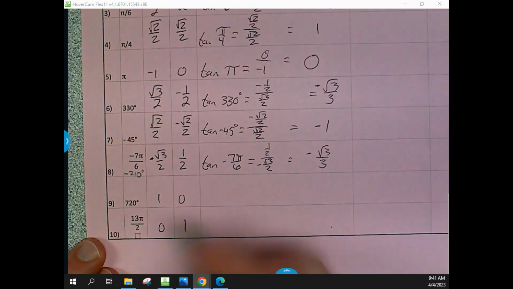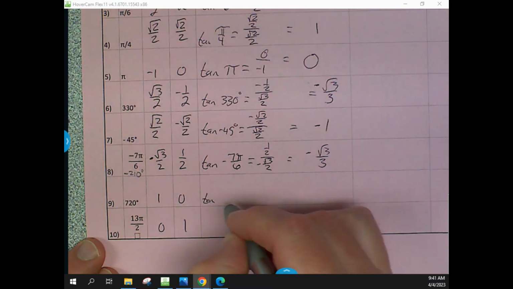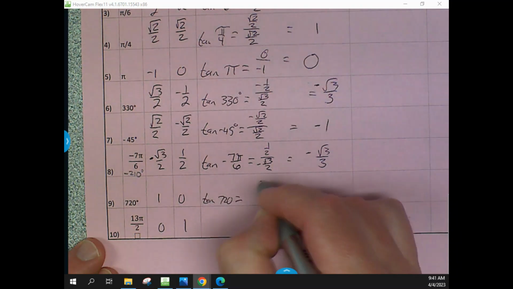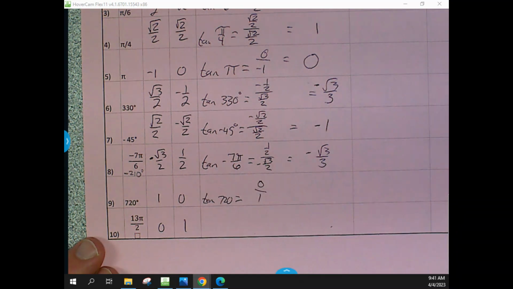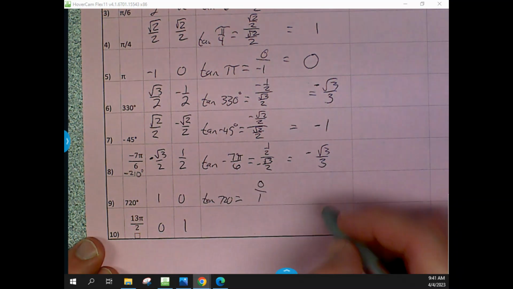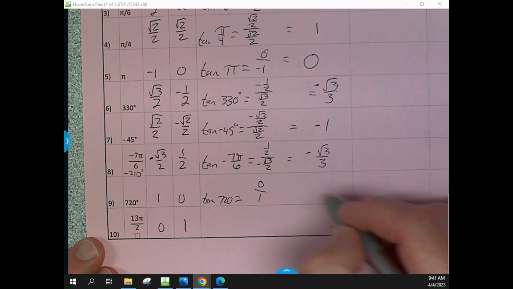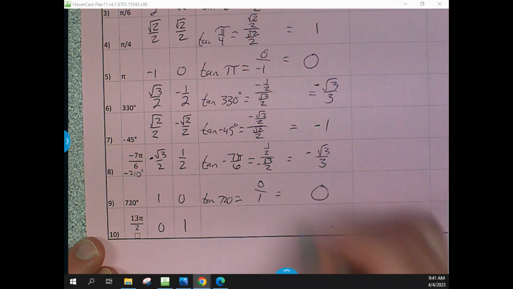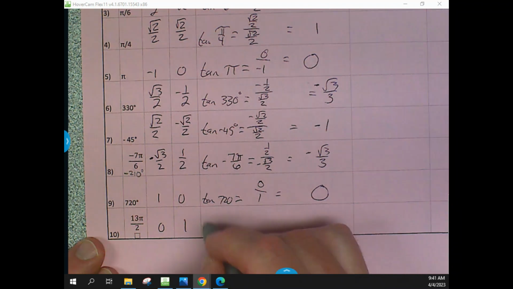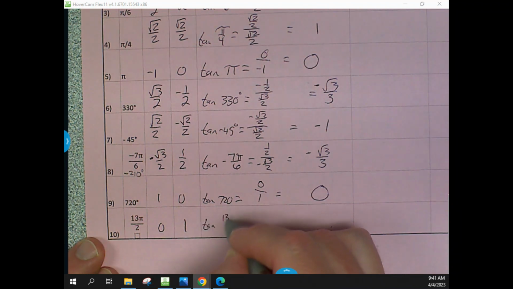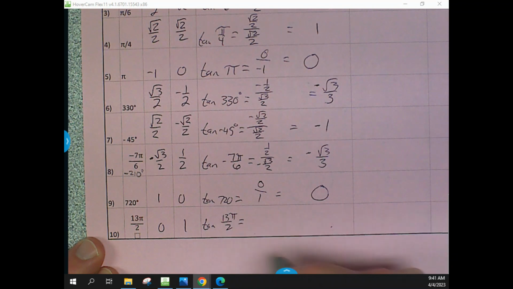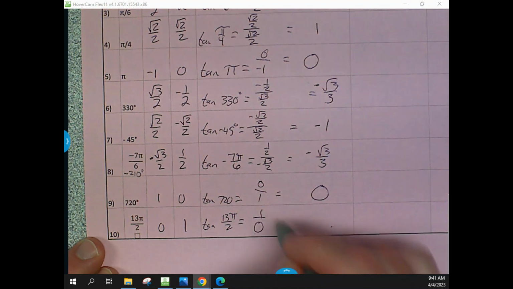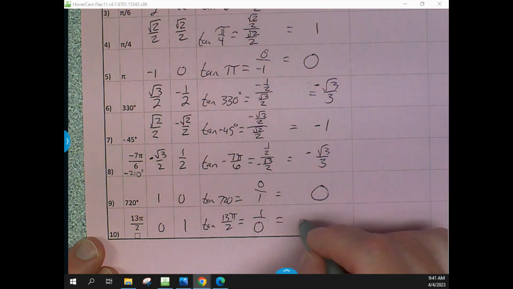All right, we've got two more here. Tangent of 720, that's 0 over 1. If there's 0 on top, the answer is 0. Thank you. If we do tangent of 13 pi over 2, that's 1 over 0. That is, there we go, undefined.